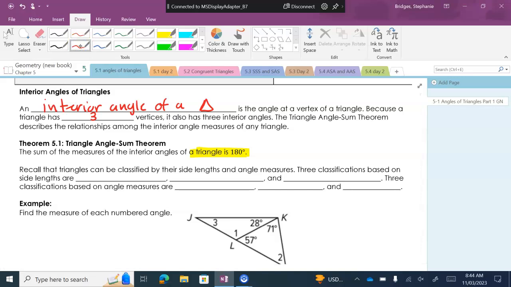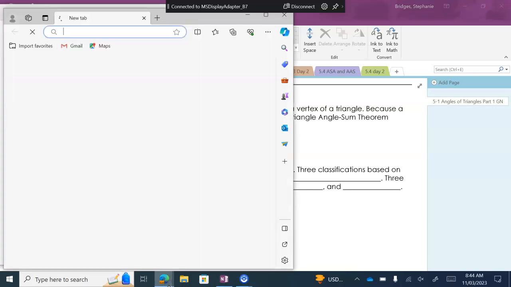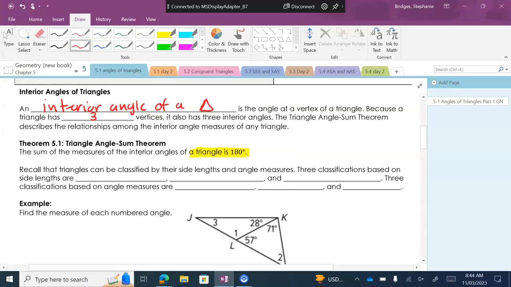Sorry. If I could get my pen to write would help. Oh, come on. Hold on, battery's not working.